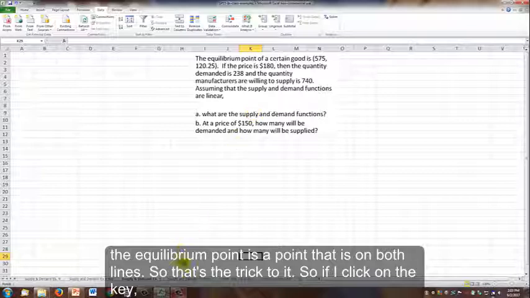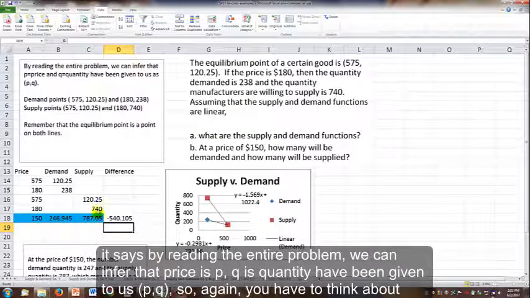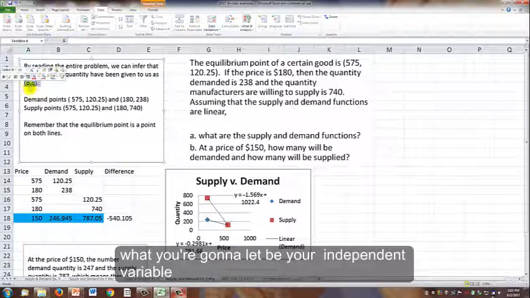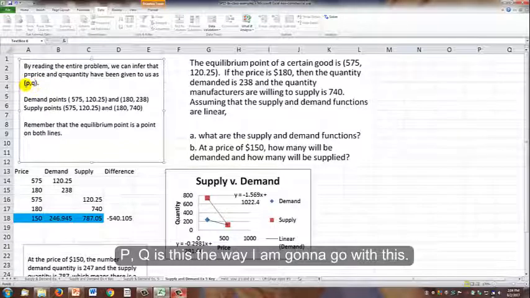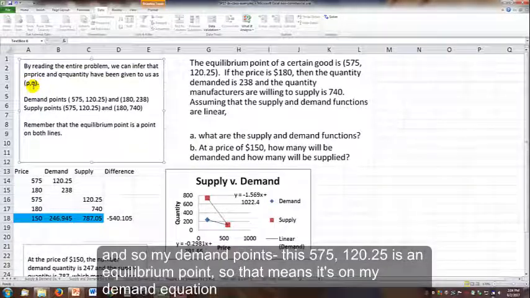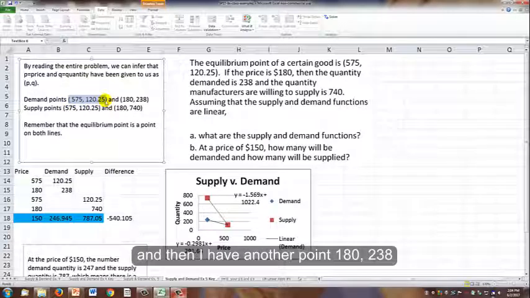So if I click on the key, it says by reading the entire problem, we can infer that price is P, Q is quantity, have been given to us as P comma Q. So again, you have to think about what you're going to let be your independent variable and what you're going to let be your dependent variable. So P comma Q is the way I'm going to go with this. And so my demand points, this 575, 120.25 is an equilibrium point. So that means it's on my demand equation. And then I have another point, 180, 238.